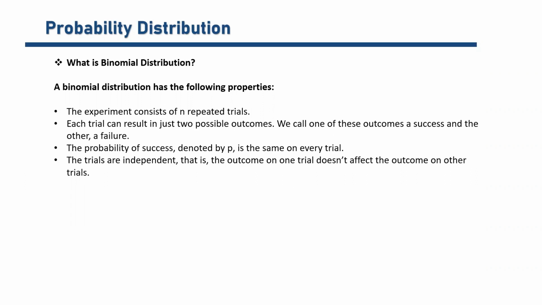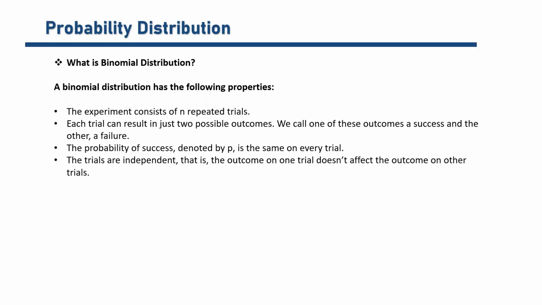The probability of success is denoted by P and is the same on every trial. Whenever you have a binomial distribution, just imagine a coin. You can repeat the number of trials as many times as you want, so you have n repeated trials. You have only two possible outcomes, either a head or a tail. The third point is that the probability of success is the same on every trial. Each time you flip a coin, the probability of getting heads is 0.5. It's not going to change. The probability of getting tails is 0.5. It's not going to change.